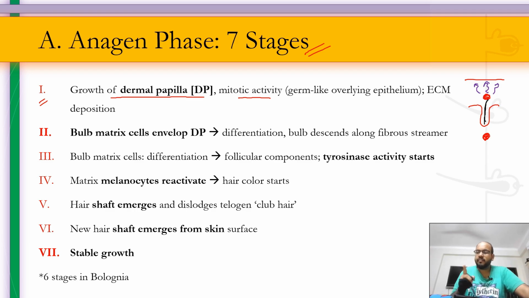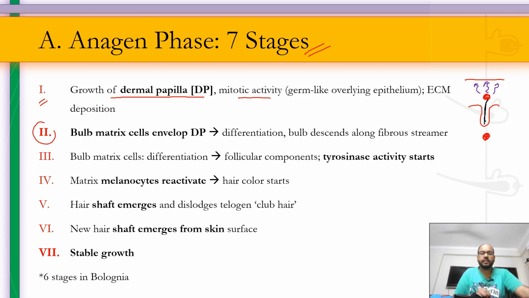Doesn't it seem like the same way the hair follicle forms in embryogenesis? Because there also you have the mesenchymal collections forcing the overlying epithelium to form a hair placode. And after the hair placode, the hair follicle is formed. So the hair cycle is mimicking embryogenesis, and that is why I decided to do the hair cycle first, then hair anatomy.